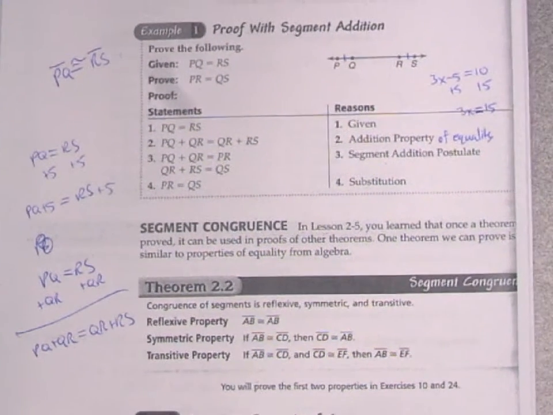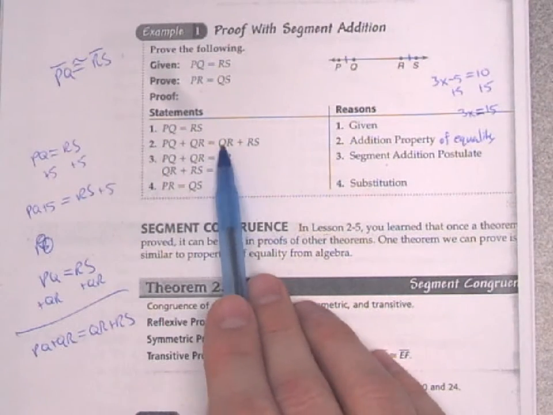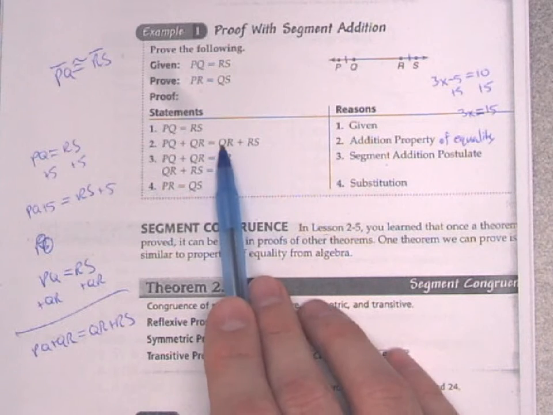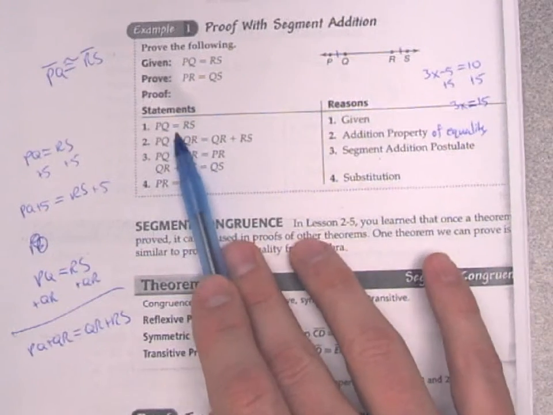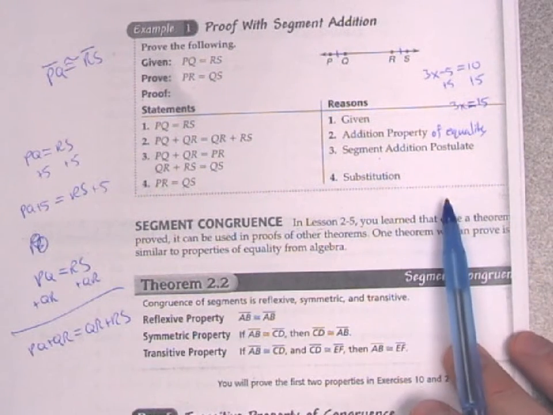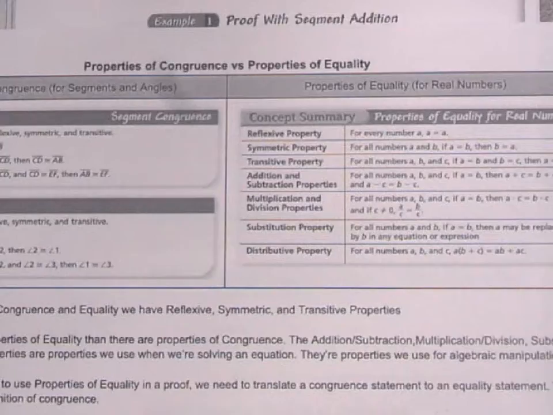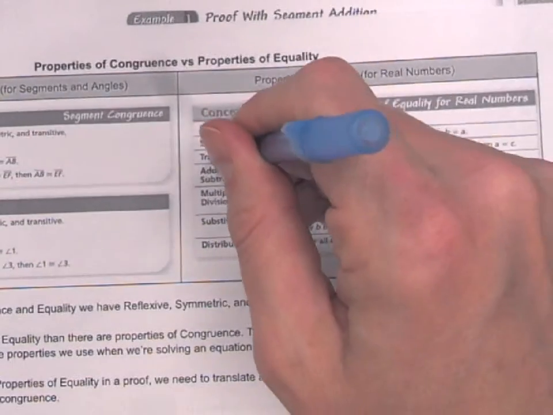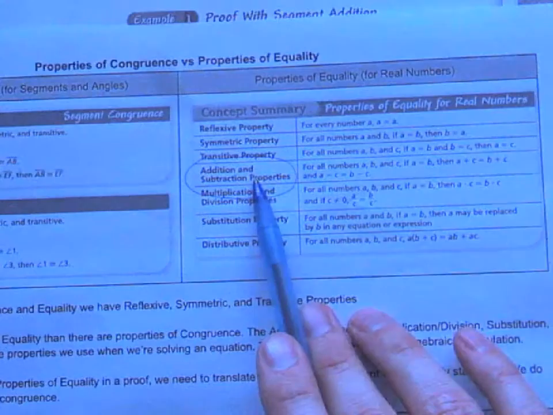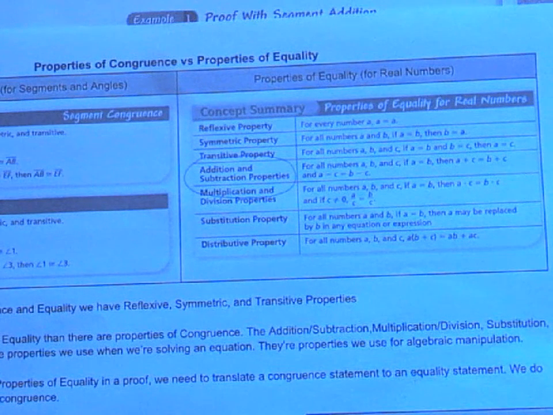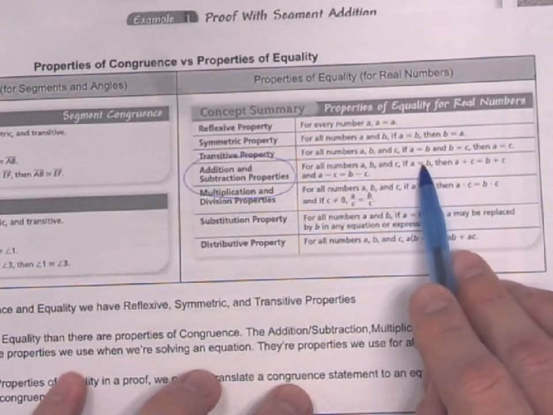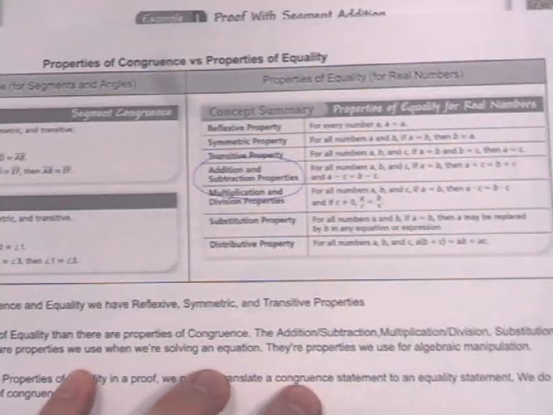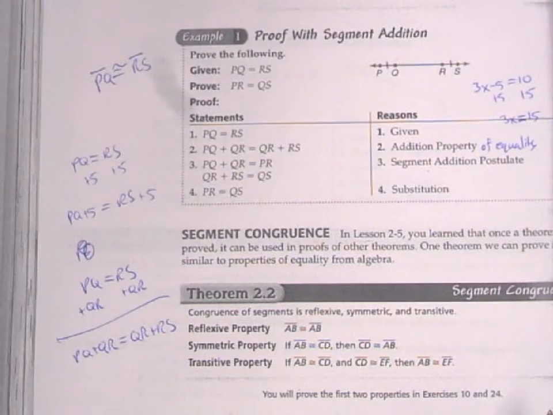Now I can't do that with segments. Notice these aren't segments, they're segment measurements. So the reason why I can use that property of equality right there is because we're talking about equal lengths, not congruent segments. So going back to this handout that I gave you, what we just used is the addition property of equality. It says I can take a true statement like A equals B, and I can add the same thing to both sides. That's a property of equality, not a property of congruence.